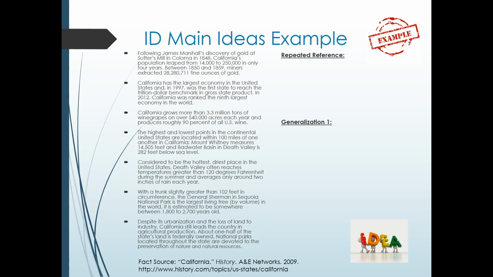California has the largest economy in the United States, and in 1997 was the first state to reach the $1 trillion benchmark in gross state product. In 2012, California was ranked the 9th largest economy in the world. California grows more than 3.3 million tons of wine grapes, over 540,000 acres each year, and produces roughly 90% of all U.S. wine. The highest and lowest points in the continental United States are located within 100 miles of one another in California. Mount Whitney measures 14,505 feet, and Badwater Basin in Death Valley is 282 feet below sea level.